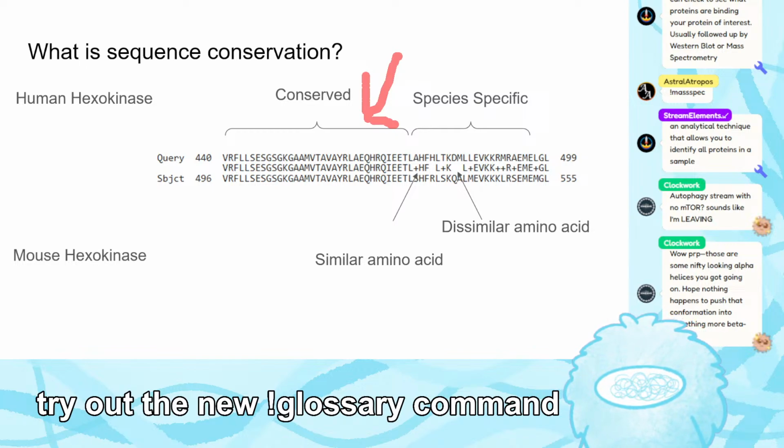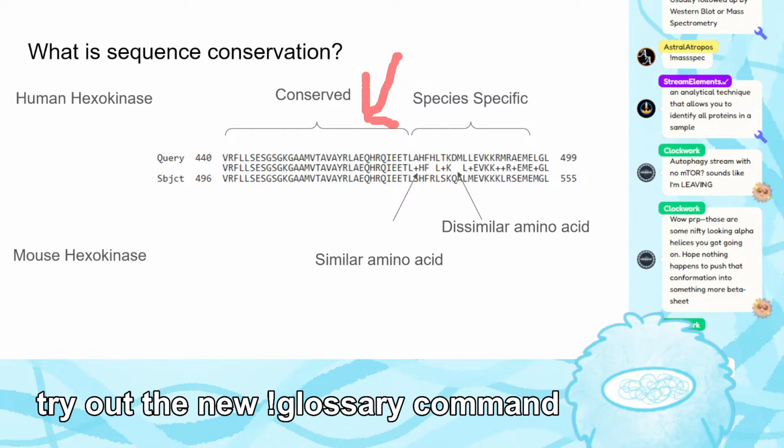But there are also regions of the protein where you have species-specific differences. This is actually the new format of BLAST, which is a little harder to read in my opinion. But you see here, everywhere where there's a plus in the middle of these two sequences, you have an amino acid substitution that is similar to the original amino acid. And if you see a blank, that means there's a complete mismatch. So these amino acids are quite different.